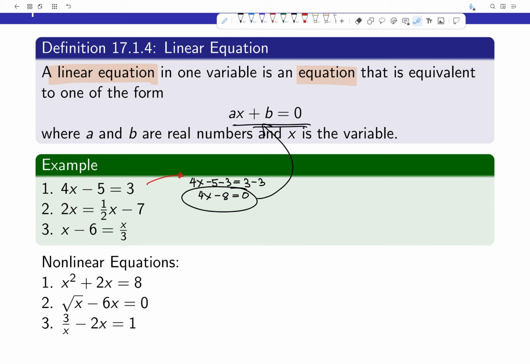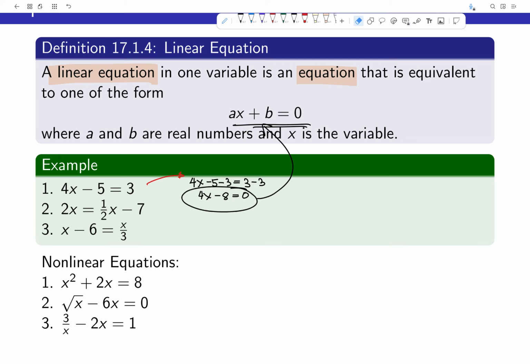Therefore, this is a linear equation since its equivalent is in this form. Okay. But one easy way to identify whether an equation is linear is that the highest exponent for x is 1. That's an easy way to see whether an equation is linear or not.